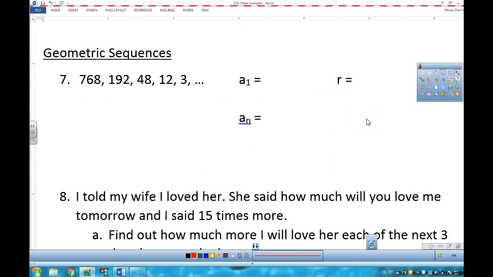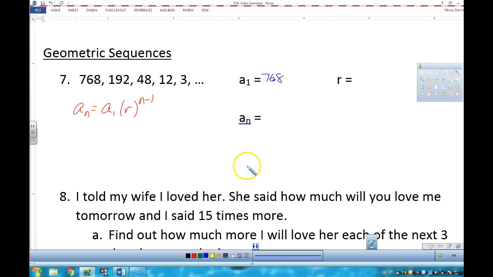It is going down. For a geometric sequence, unlike an exponential, a sub n equals a sub 1 times r to the n minus 1. So very similar to the exponential, but we have n minus 1, a sub n, and a sub 1. So a sub 1 is the first term. Our first term is 768. R value, that's the common ratio.